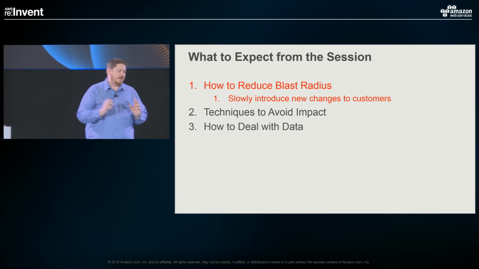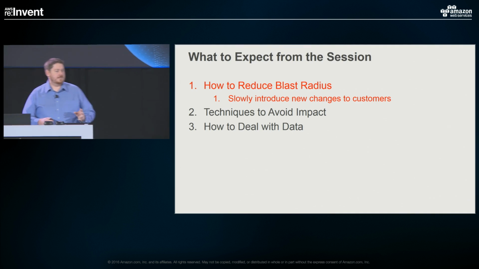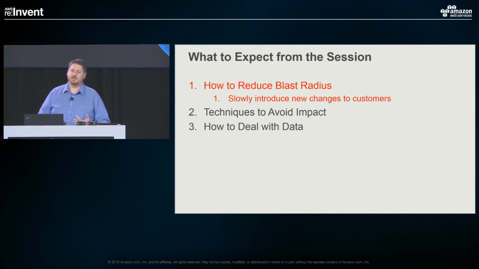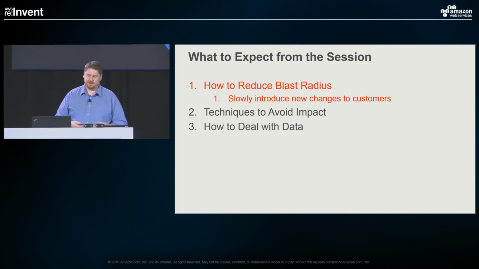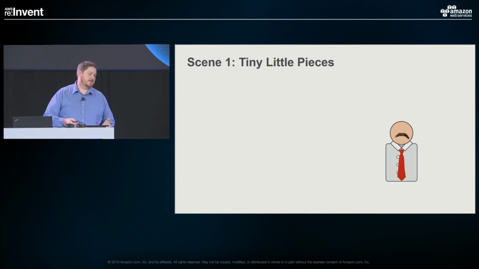So let's jump in. I'll start with how to reduce the blast radius. Punchline is slowly introduce changes to your customers. Don't go all broke and push out a change to everyone at the same time. So how do you do that? I'll start with this one by using Murdoch as our protagonist.